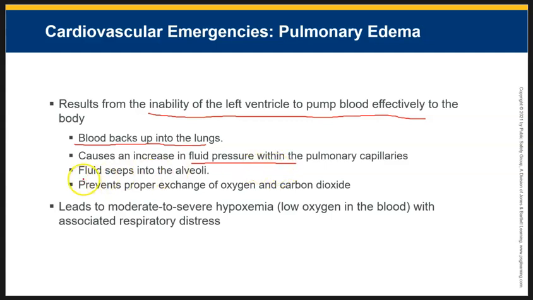correspondingly, fluid seeps from our pulmonary capillaries. Think of it this way, as part of the cardiovascular system into the alveoli, part of the respiratory system, fluid building up in where that gas exchange should be occurring. Well, what will that lead to? It will lead to hypoxia and associated respiratory distress.